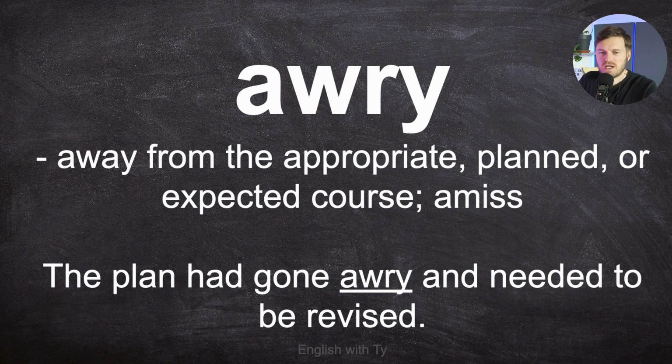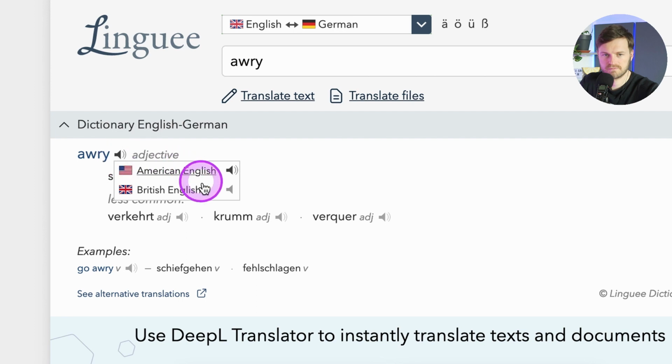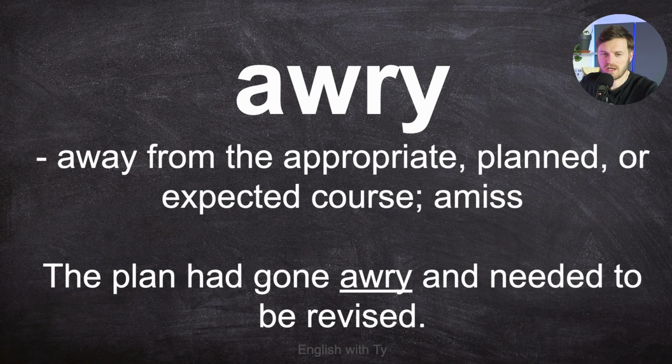nationalities. The word is awry, A-W-R-Y, and the problem for me personally here is the W followed by R and Y, awry. And that means away from the appropriate planned or expected course, amiss, awry. Let's listen to different ways of pronouncing it. Awry. So it's basically pronounced the same in British English and American English, awry.